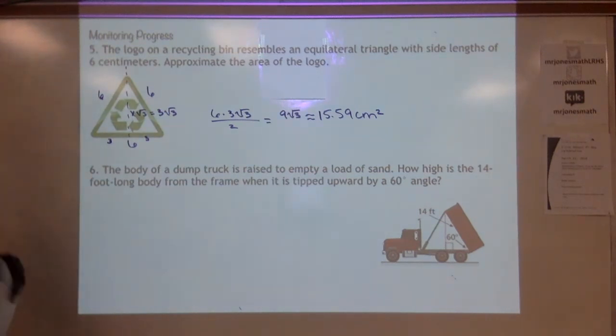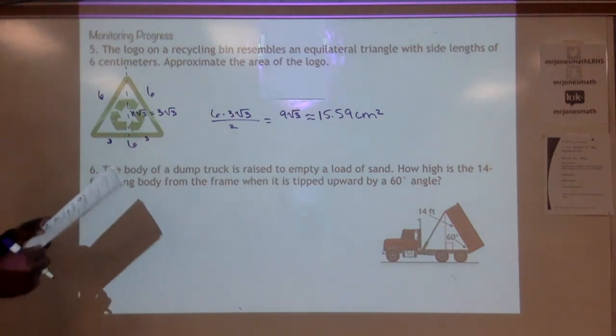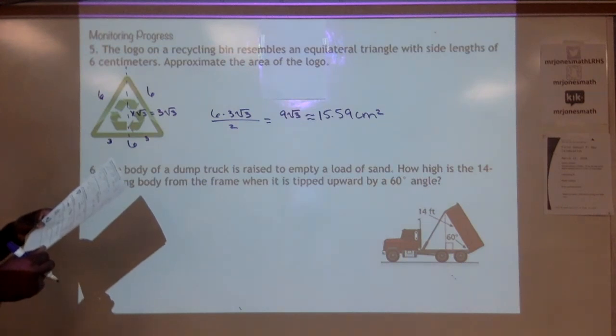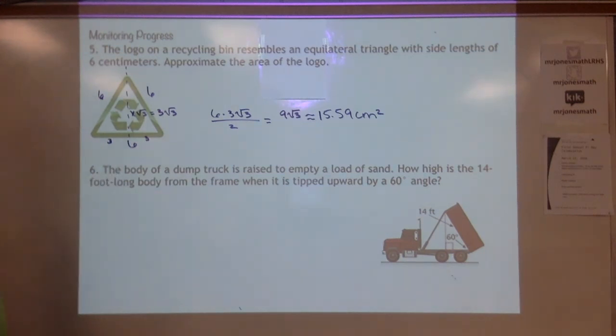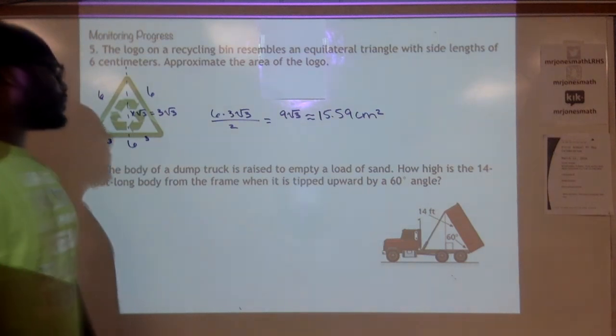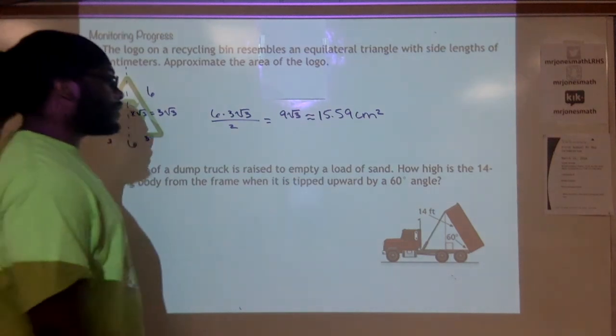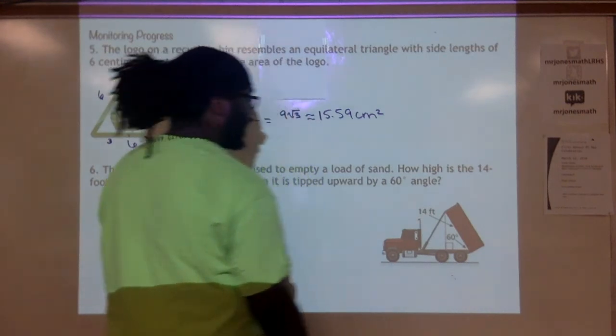All right, the last problem. The body of a dump truck is raised to empty sand. The bed is 14 feet long, and it is raised or tipped at a 60-degree angle. How high is the truck?